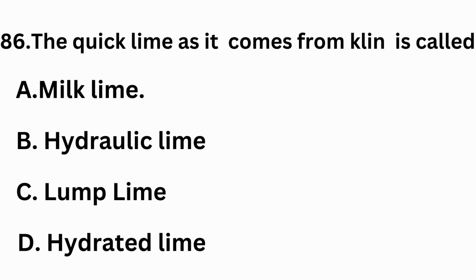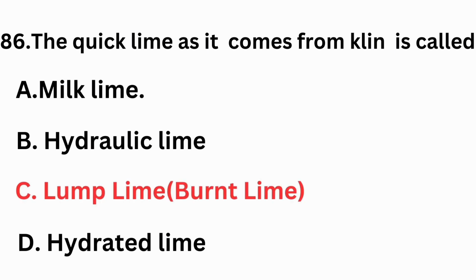86. The quick lime as it comes from kiln is called A. Milk lime, B. Hydraulic lime, C. Lump lime, and D. Hydrated lime. So quick lime, the chemical composition of quick lime is CaO, oxide of calcium, and it has great affinity for moisture. The quick lime as it comes out from kiln is also known as lump lime.